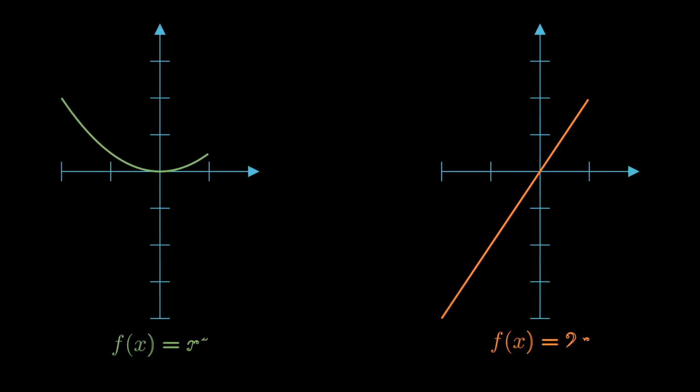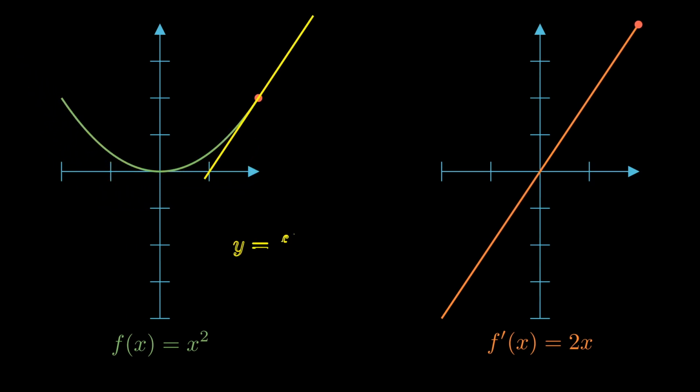Derivatives and tangent lines are deeply connected to each other. For example, if you want to find the tangent line at any given point a to the function x squared, we discover that the slope of the tangent line is exactly equal to the value of the derivative, in this case 2x, at this given point a. In general, the equation of the tangent line to a function f of x at the point a is given by y of x equal to f prime of a times x minus a, plus f of a.